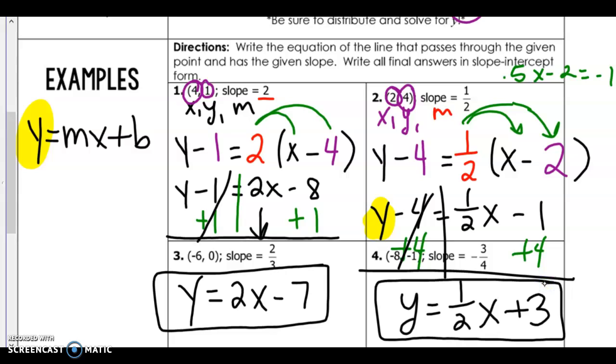That's the way you would solve a problem if you were given a point and a slope, and that is on the final quiz for Unit 3.